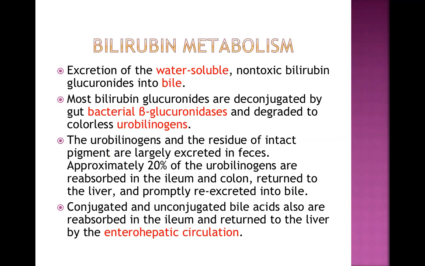Now, what happens? Let me explain this first, and then we'll look at a flow chart, and then it will be very easy for you. Inside the hepatocyte, there is one important enzyme, and the name of that enzyme is glucuronide transferase, also known as UDP glucuronide transferase. It will cause a conjugation reaction and change that unconjugated bilirubin into the conjugated variety. Now, this conjugated bilirubin is water soluble, and it will be excreted into the bile.